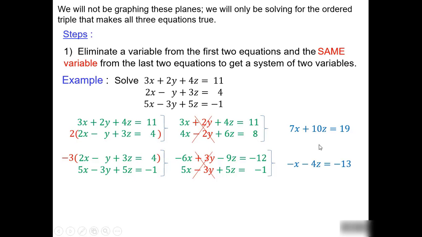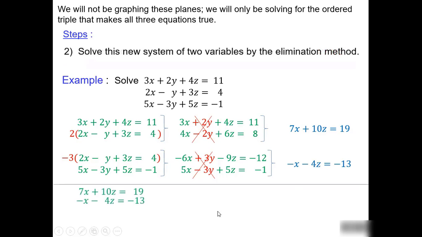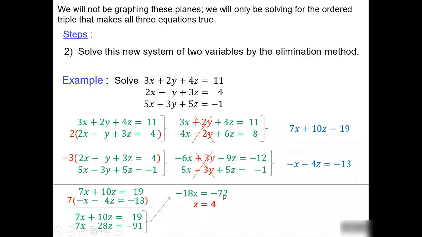And notice at this point that we have two equations with two variables. So if we line those up, we can solve with elimination again. So now let's multiply the bottom equation by 7 in order to get opposites for the x's. When we do so, that gives us 7x and negative 7x, which will cancel. And therefore, when we add these equations together, we get negative 18z on the left, and we get negative 72 on the right. Dividing by negative 18 gives me that z is equal to 4.